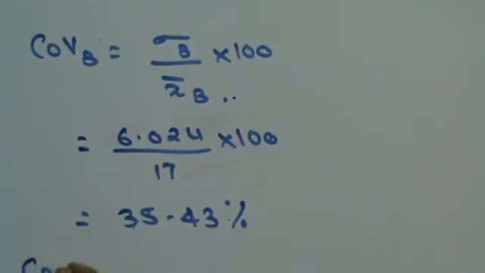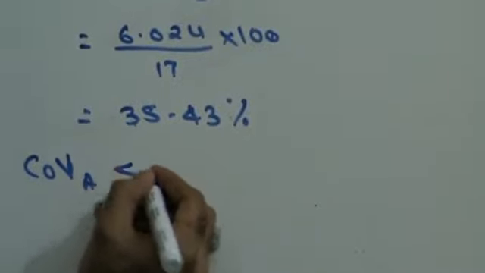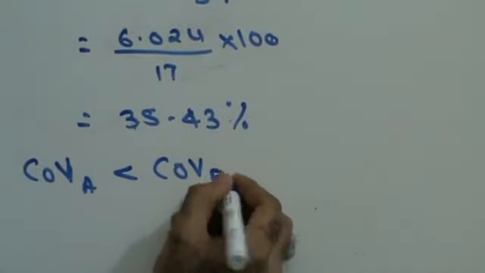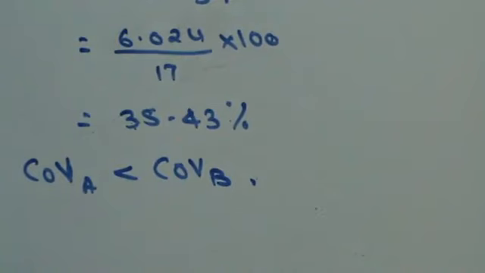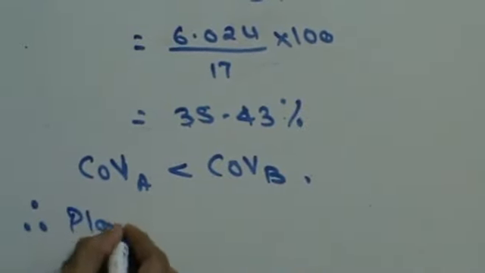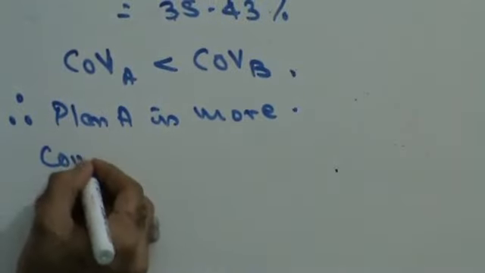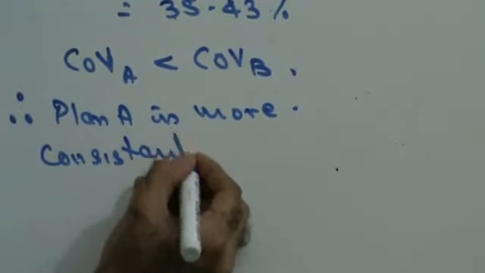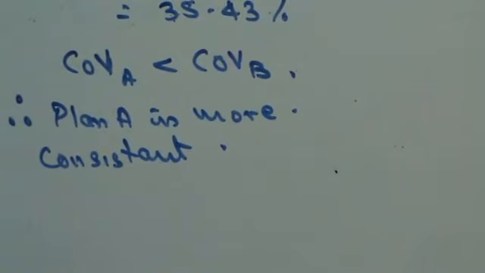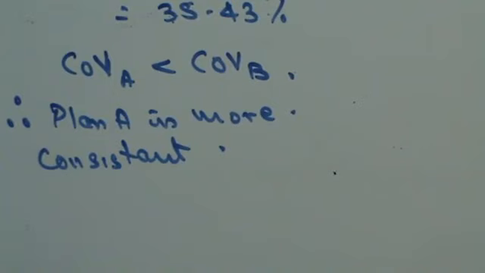I can say that coefficient of variation of plan A is less than coefficient of variation of plan B. Whichever plan has smaller coefficient of variation, that particular plan is more consistent and hence better. Therefore, I can say that plan A is more consistent. You have to find out which plan is more consistent and hence better. Fine, do we get this?